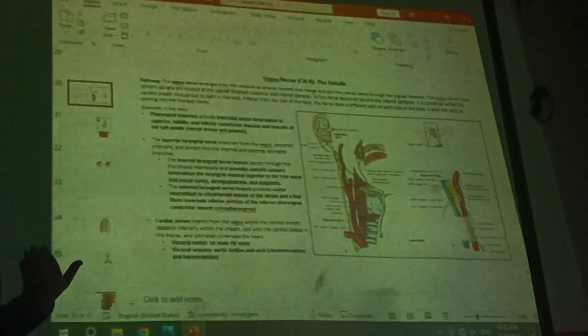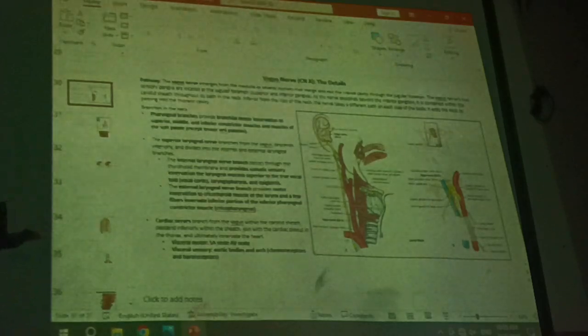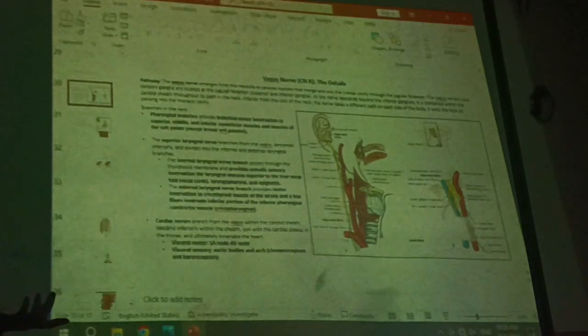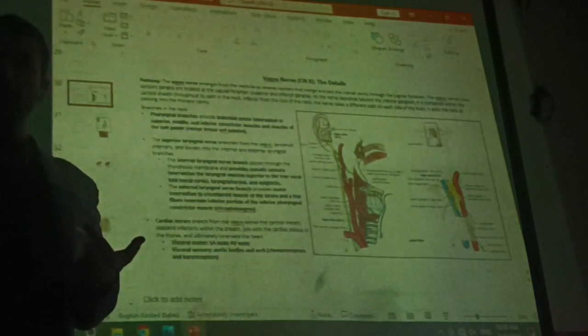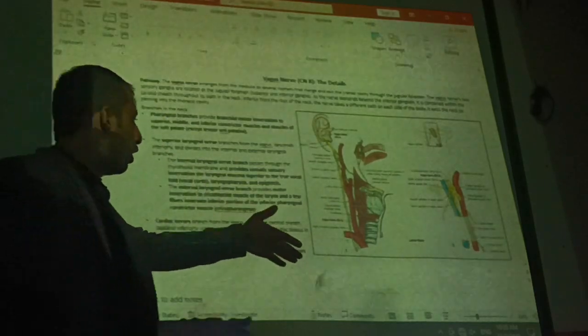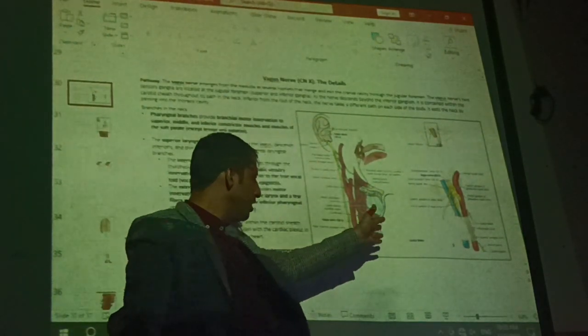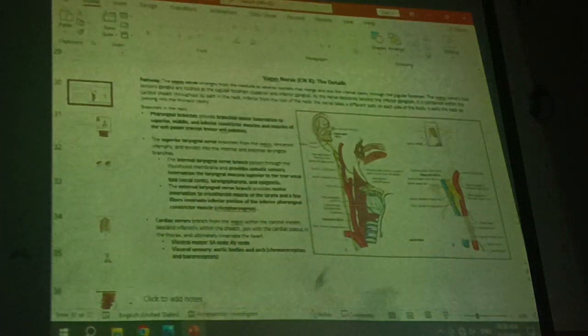But in the left side, the recurrent laryngeal nerve is derived from the vagus nerve just at the level of the aortic arch. At the level of the aortic arch, it runs around the aortic arch anteriorly, inferiorly, and posteriorly to return to the upper area. What do you think about this difference in the right and in the left side?